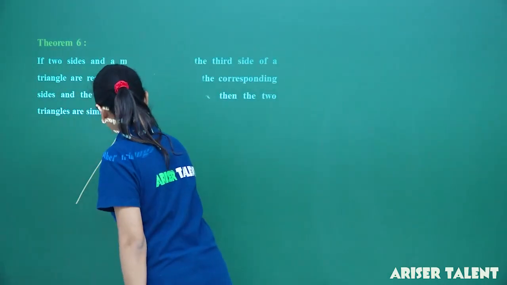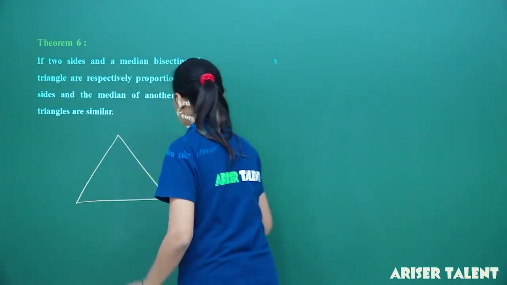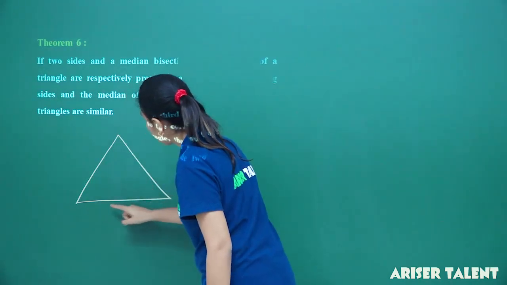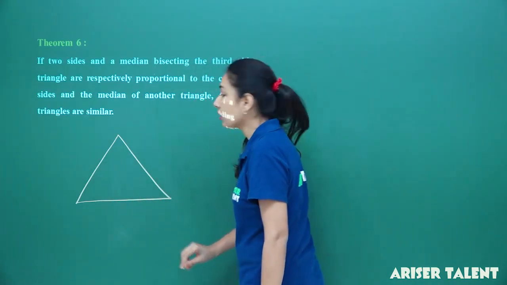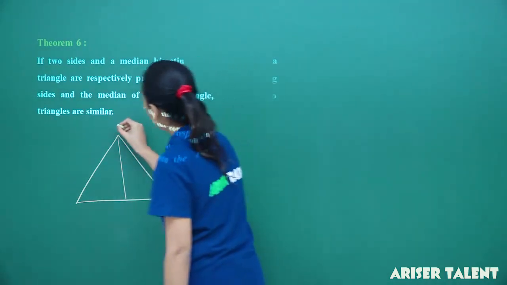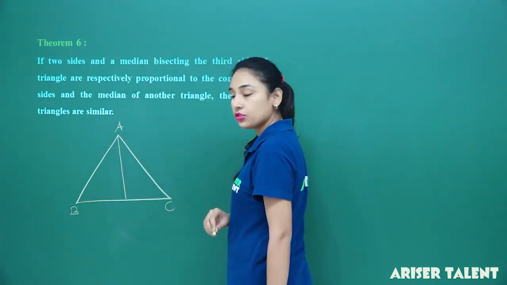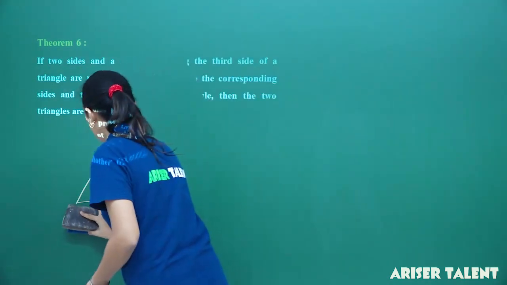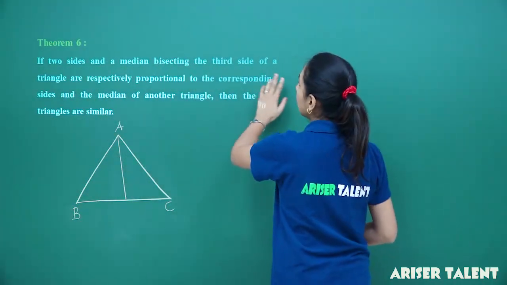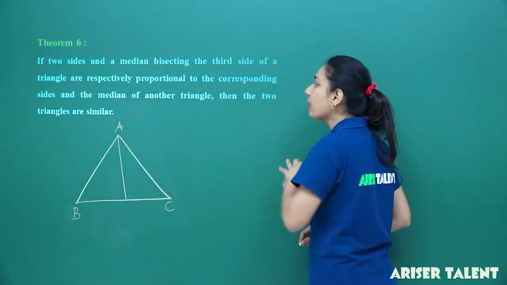See, this is AB and this is AC, and we have made that. Now, we are having a median of the third side. That means we are having a line here that bisects these two in the same proportion. So we'll construct this like this. Now name it A, B and C. Okay students, now it is saying what? Two sides are respectively proportional to the corresponding sides and the median of another triangle.